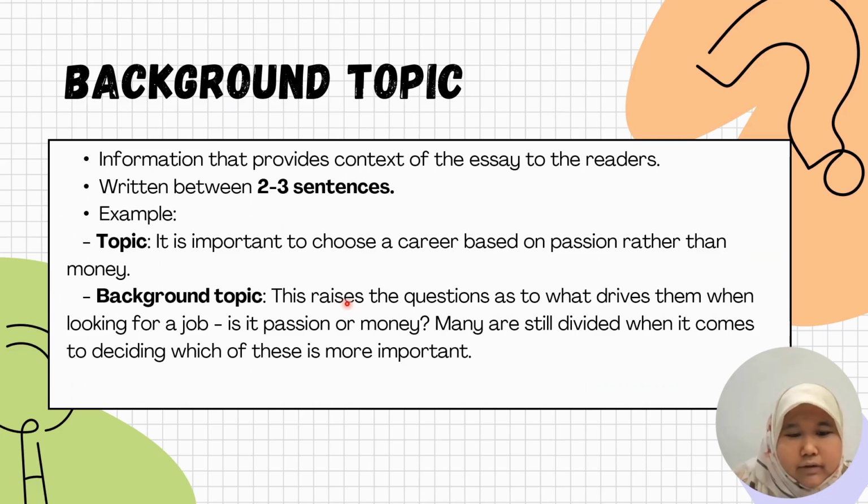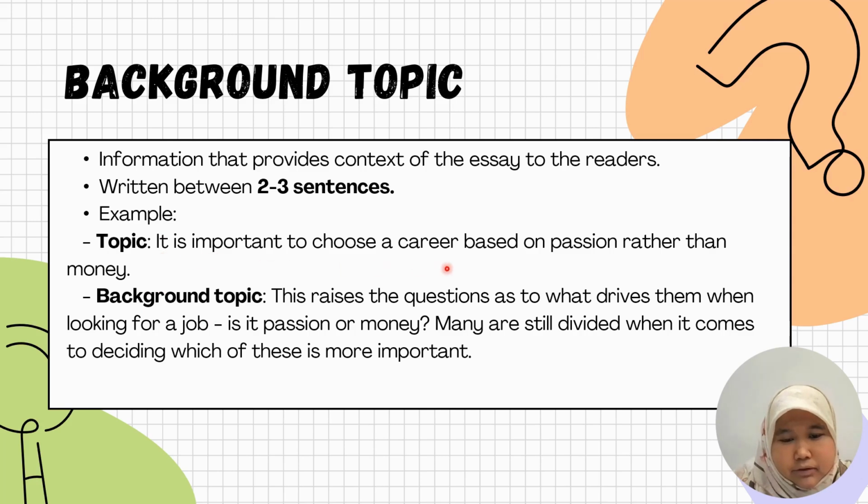Now let's move on to the background topic. After you do the attention grabber, you write the background topic. So what is a background topic? A background topic is information that provides context of the essay to the readers. It's usually written in 2 to 3 sentences, after the attention grabber. For the background topic, you can read the topic.